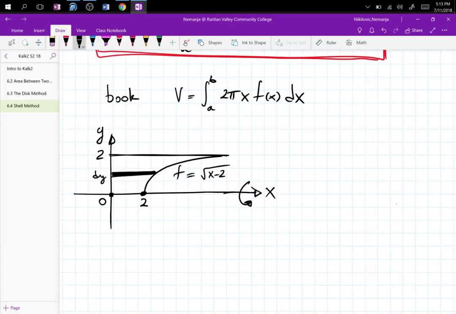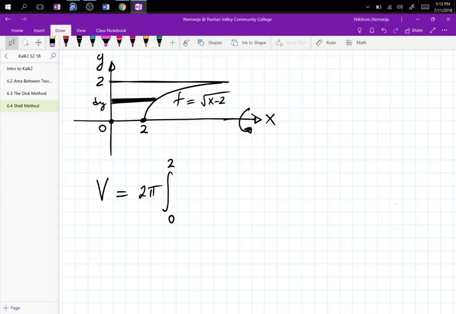So now if I want to set this up, volume as we rotate around the x-axis. If I'm rotating around x and I'm using shell, we are using 2 pi, we are using y limits. So that would be 0 to 2, because the lowest dy can be is at 0 and the highest it can be is at 2. Position function is just y because this representative rectangle dy will swipe all of the y's between 0 and 2.